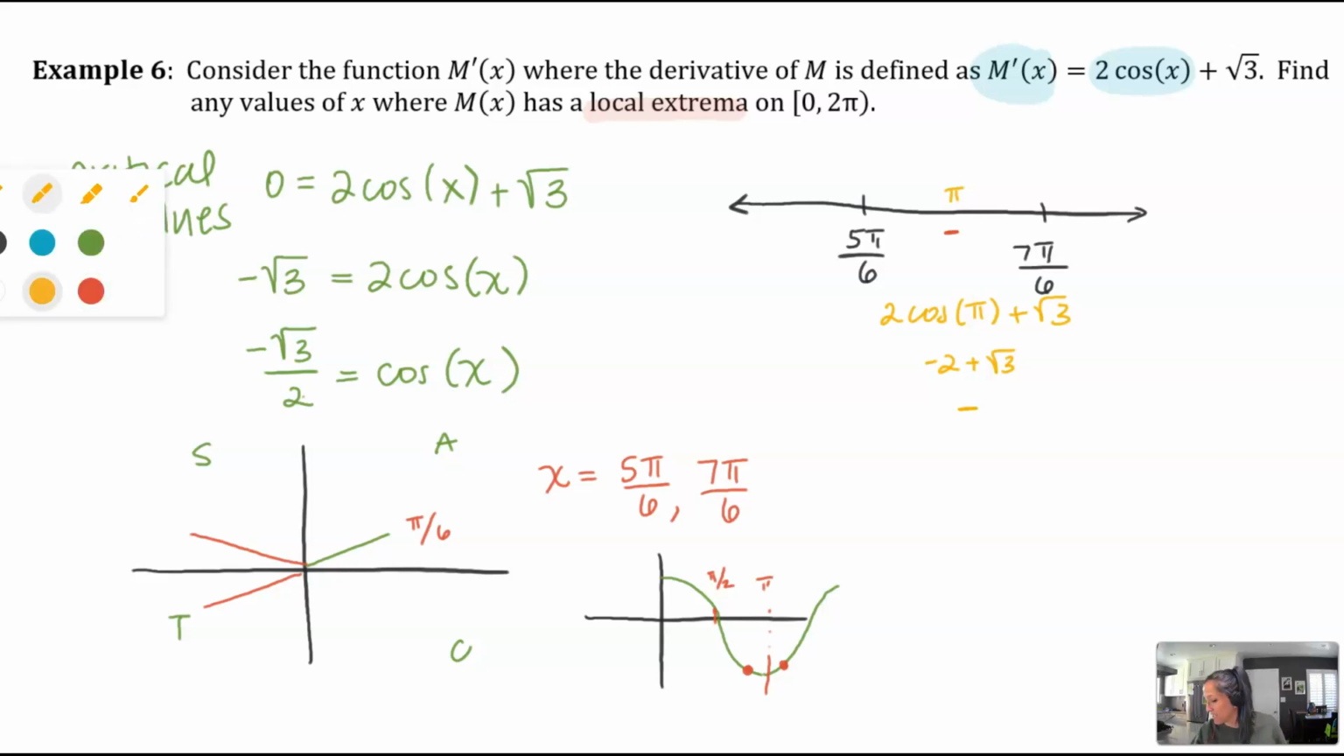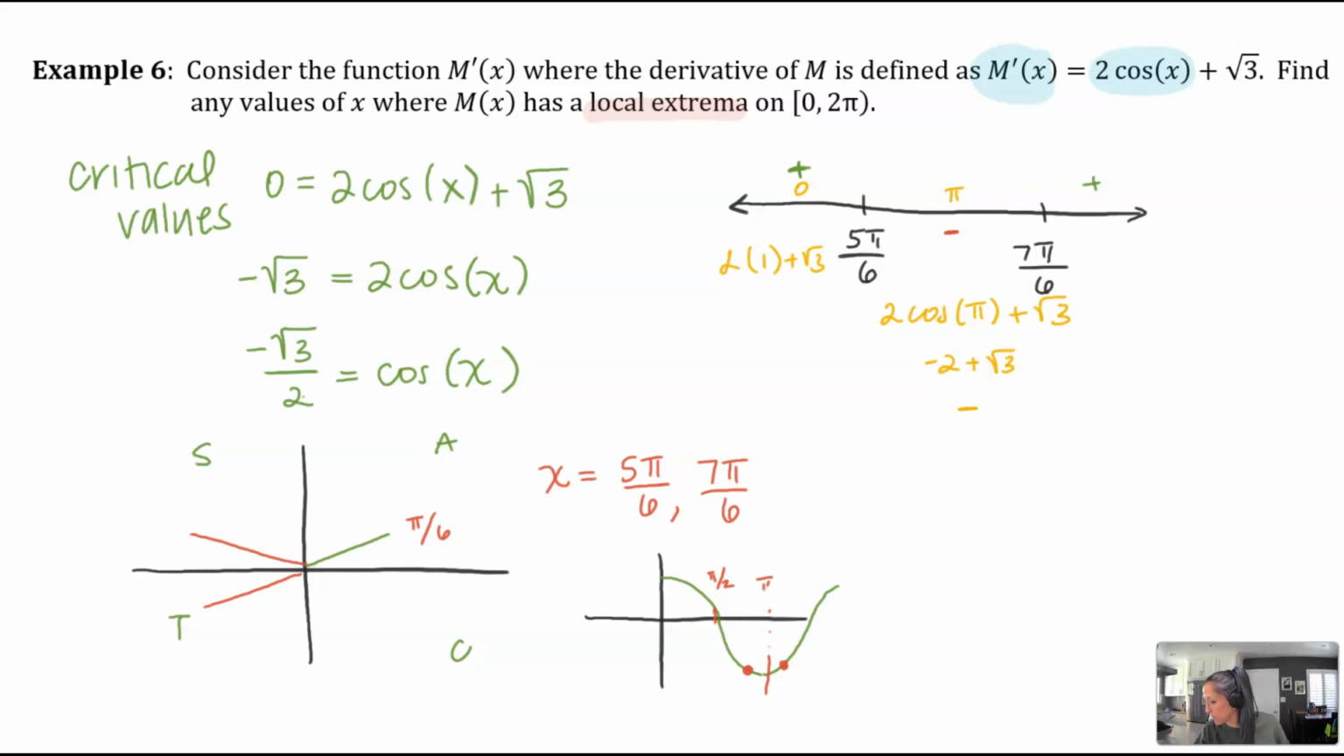We could, of course, try some values on the other end. We could try our 0. So that's cosine of 0, which is 1. So we'd have 2 times 1 plus the square root of 3. That's definitely positive. And hopefully we recognize that cosine does cross at 0, so this makes sense. But of course, you could plug in any other value you wanted. There you go. So plus, minus, plus.